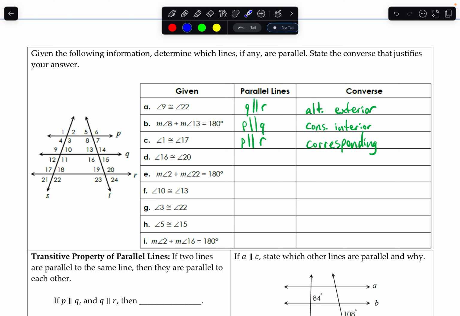So next up is 16 and 20. 16 and 20 are down here. 16 is on line Q. 20 is on line R. These are alternate interior angles. So Q is going to be parallel to R because of alternate interior.